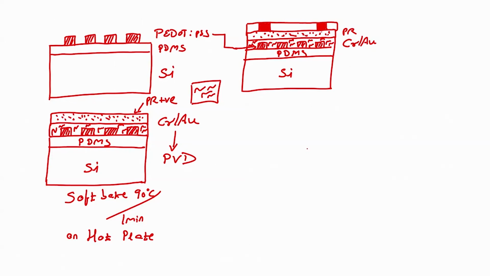So, after loading the mask and aligning the mask, what will we do? We will perform UV exposure. Next step, photoresist developer, right. When we develop the photoresist, what will we have?